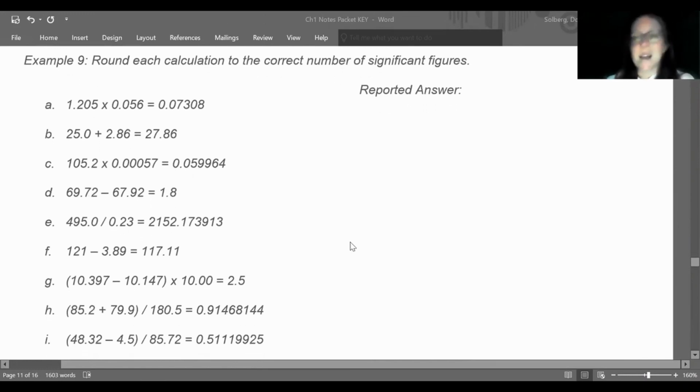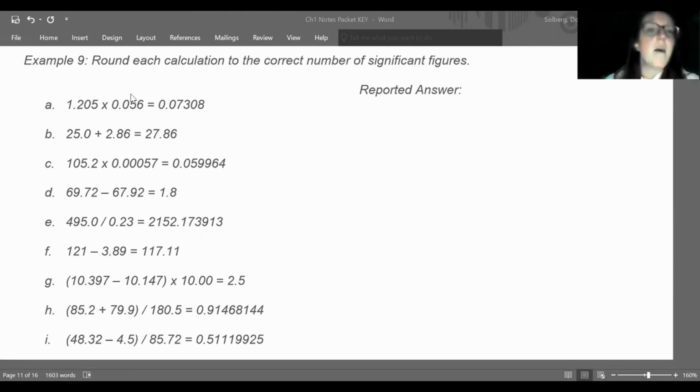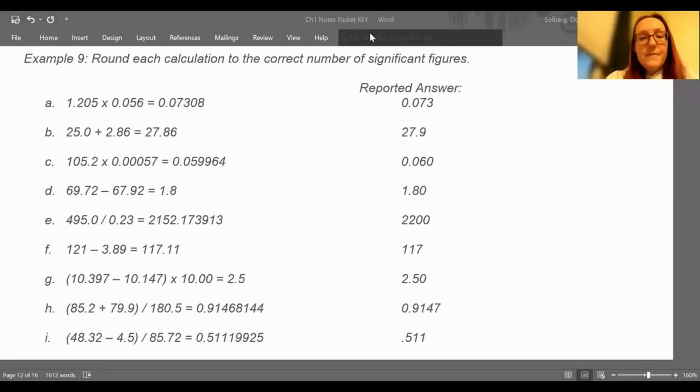I want you to try to round these. Now I already did the math for you. I know you can use your calculator, fine. But I did this and I want you to round it correctly. So try these and then check your answers. Okay, I have all of the answers for these written right here.